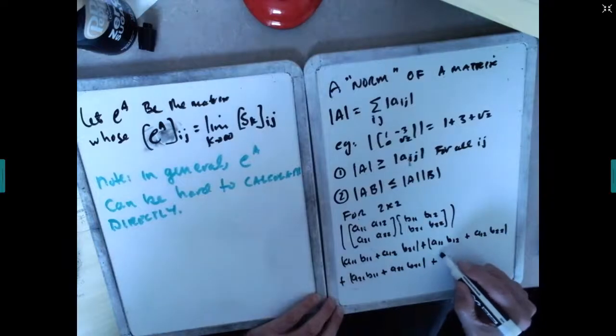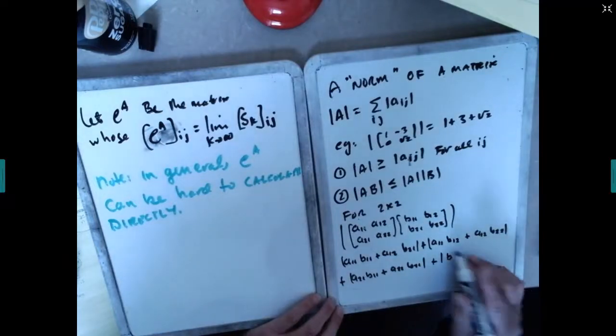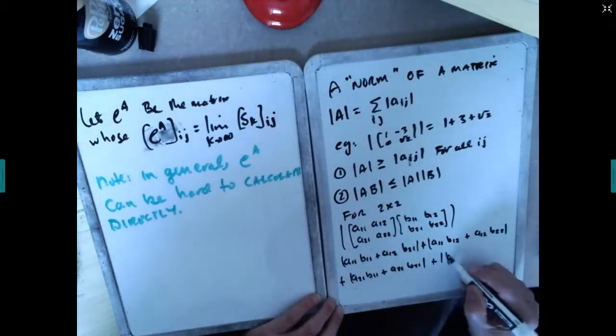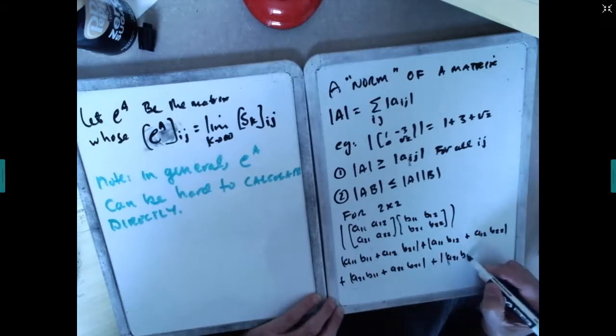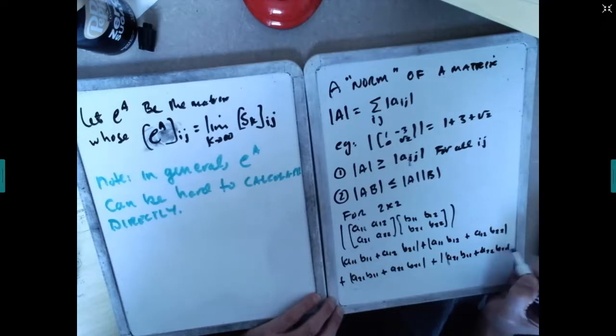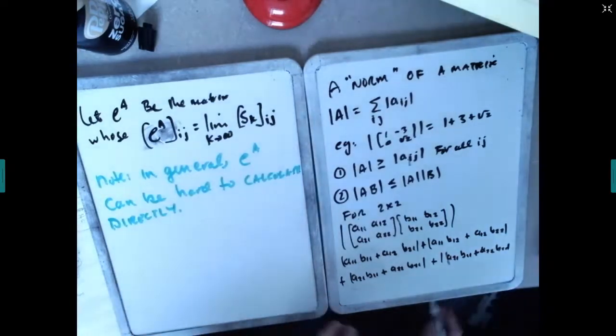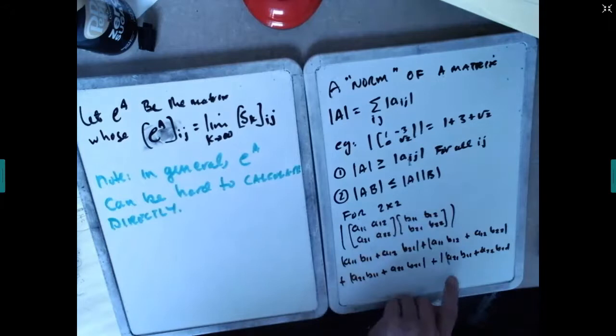So all I'm doing is multiplying the matrices. So it's A21 B12 plus A22 B22. Now, you might say, okay, big deal, that's what the norm of this is. But here's the key thing to notice.